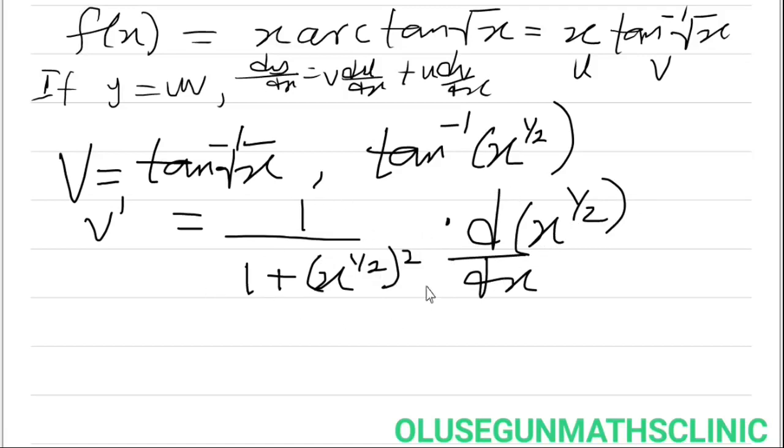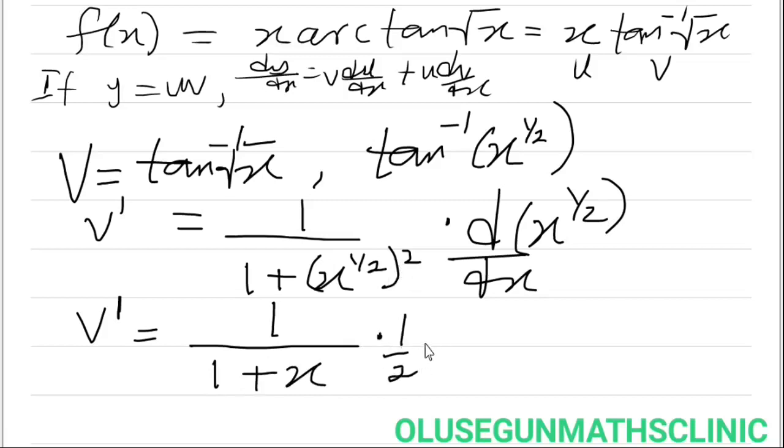After that, you have to differentiate again. So let's say we have v prime, we have 1 over 1 plus x, because the half we multiply by 2, dot. Now 1 over 2 onto x to the power minus half. Remember that you are going to subtract 1 from this. So we can now rewrite it as x raised to power minus half.